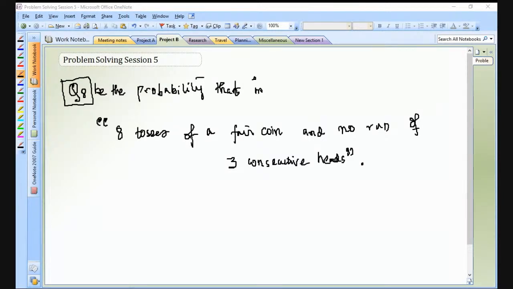Find the probability for 2 consecutive heads and then subtract it from 1. No, it's a run, okay? That means it can be 4 consecutive heads too. It's not exactly 3 consecutive heads. It can be 4 consecutive or 5 consecutive heads. So should we frame it as the probability of 8 tosses of a fair coin given no run of 3 consecutive heads?